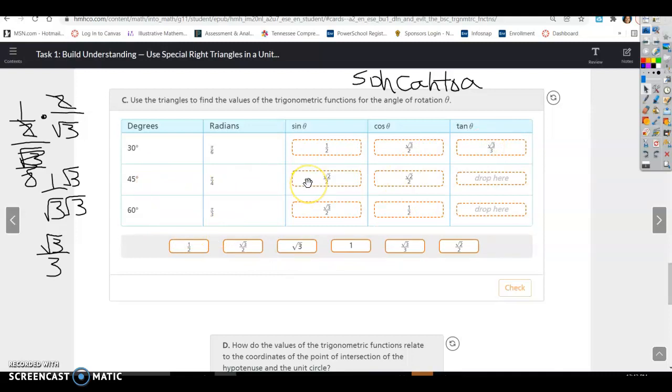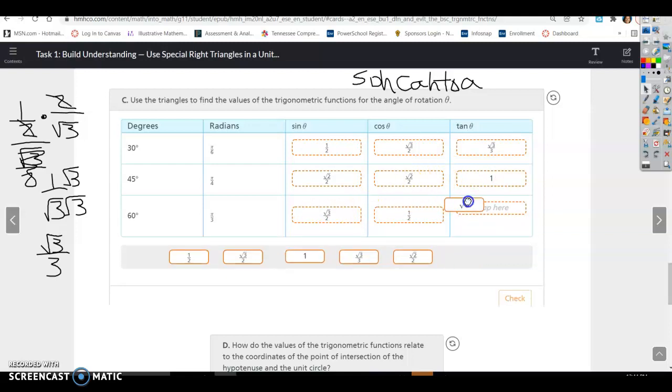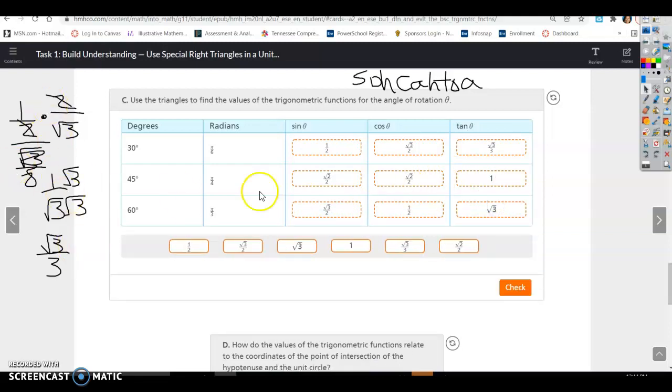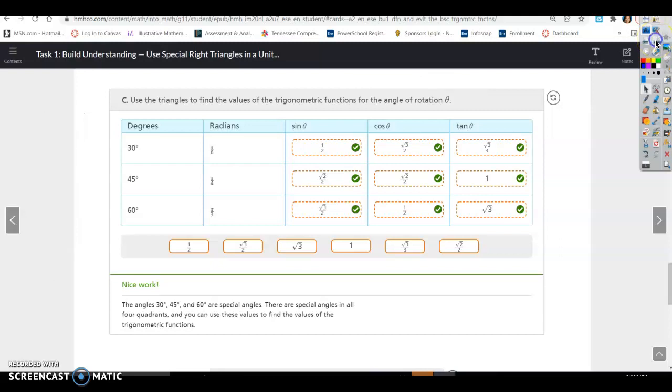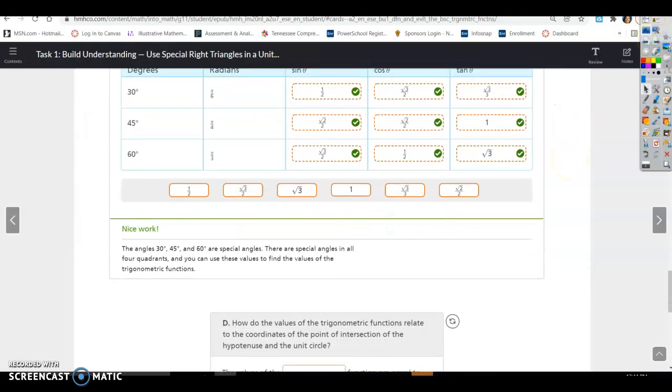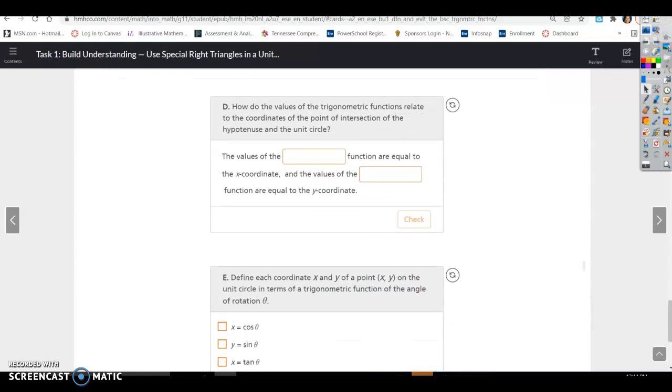For 45, I've got square root of 2 over 2 over square root of 2 over 2. Anything divided by itself equals 1. All right, 60 degrees. My opposite over adjacent, I'm going to have square root of 3 over 2 divided by 1/2, which is multiplied by 2, which 2's cancel, and I get square root of 3. If you need to write each one out and work it out, you can do that, but to save a little time, I'm going to move on. So those are your trig values.